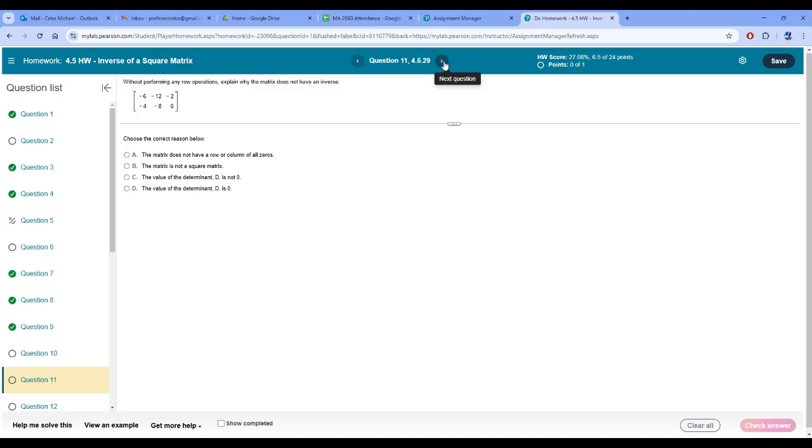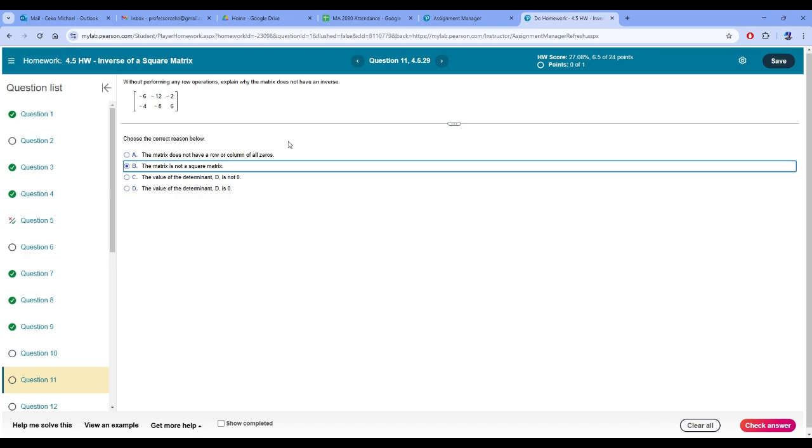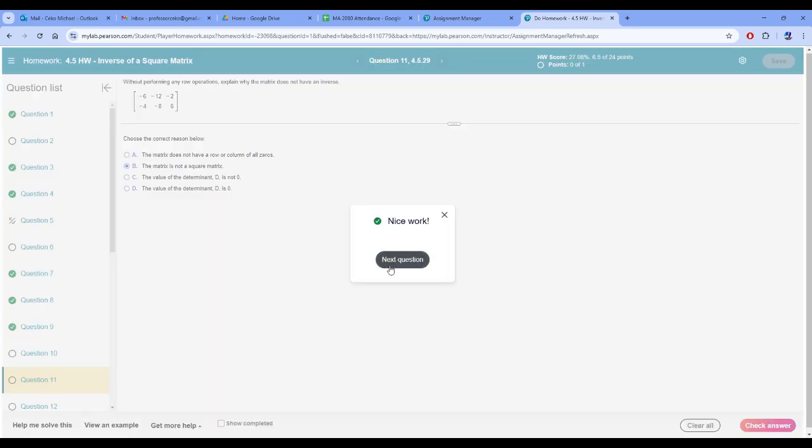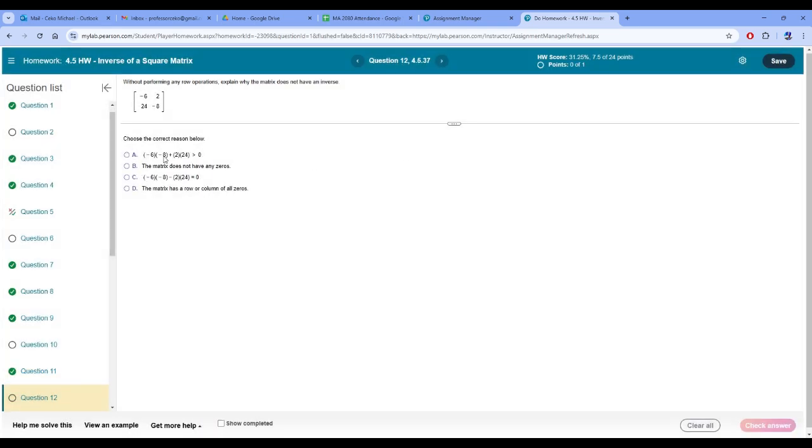Without performing operations, explain why the matrix does not have an inverse, because it's not a square matrix. They have to be square matrices in order to have an inverse. Explain why it does not have an inverse.